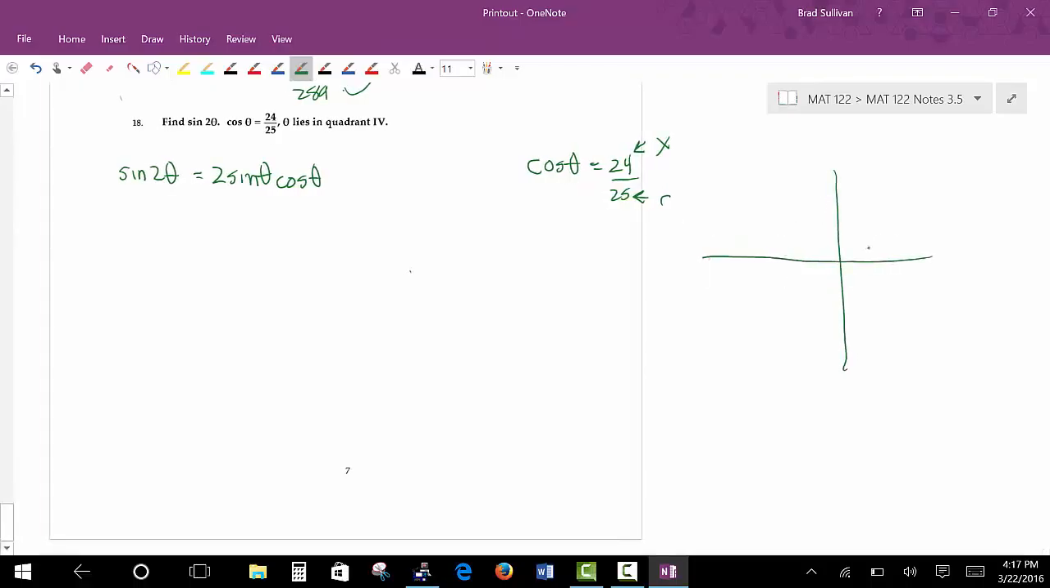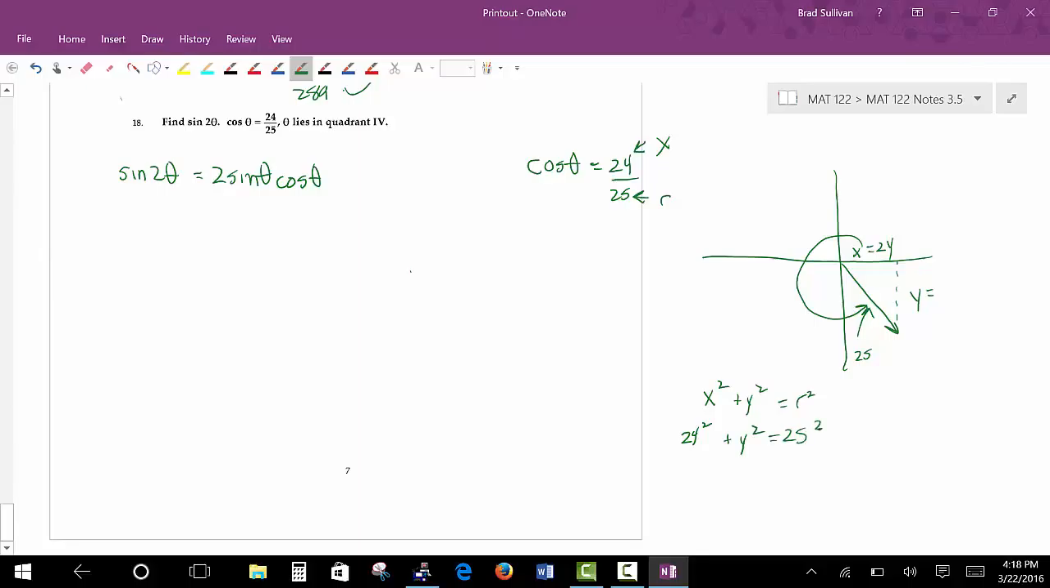Okay, we're in quadrant 4. We have some sort of an angle in quadrant 4. The point that we have, if we draw a reference triangle, we have x is equal to 24. We have r is 25. So we need to find y by the Pythagorean Theorem. So we have x squared plus y squared is equal to r squared. So we have 24 squared plus y squared equals 25 squared.